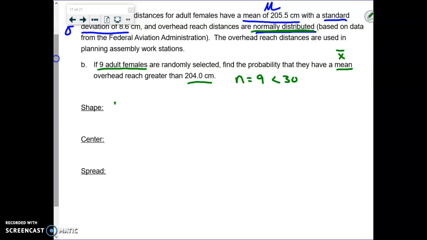So the shape of our sampling distribution, where each sample is of size 9 and we're comparing the mean of that sample to other means from the population of size 9, would be normal. Again, why would it be normal? Because the original population shape was normal.